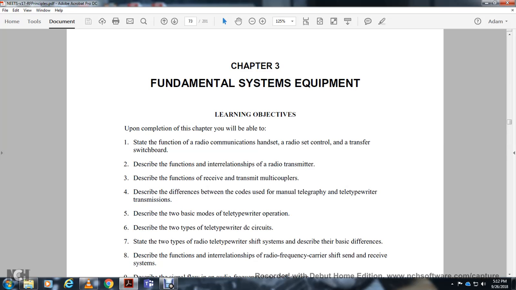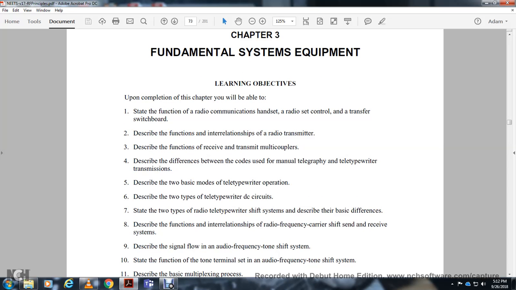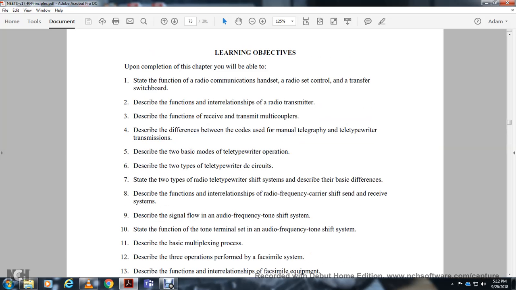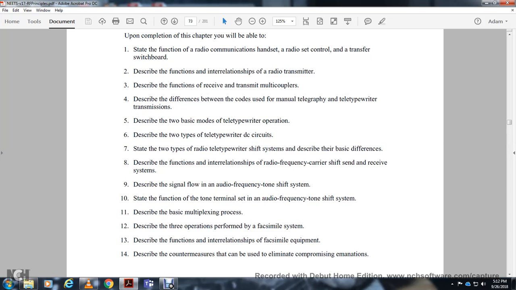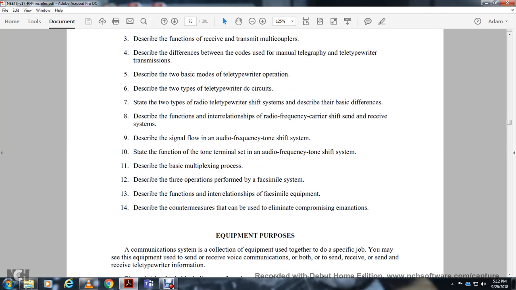You'll also be able to describe the function and relationship of the radio frequency carrier shift send and receive systems; describe the signal flow of the audio frequency and tone shift systems; describe the function of the terminals of the audio frequency tone shift system; describe the basic multiplexing process; describe three operations performed with the fleet broadcast system; describe the function and relationship of the fleet broadcast equipment; and describe the countermeasures that can be used to eliminate compromising emanations.